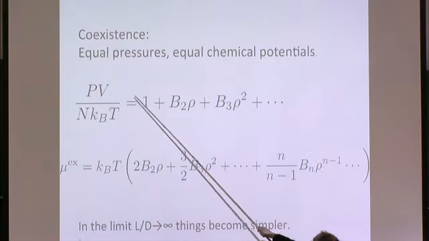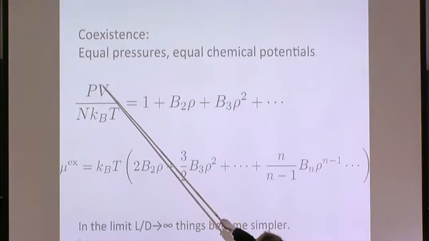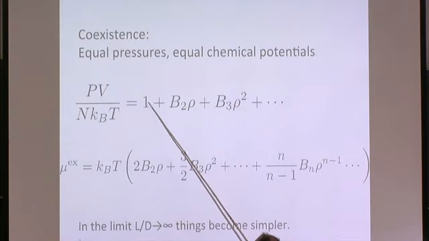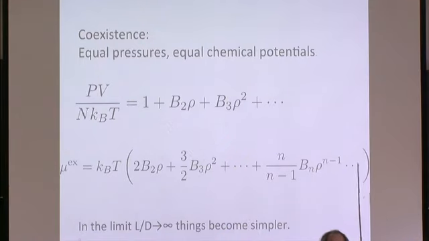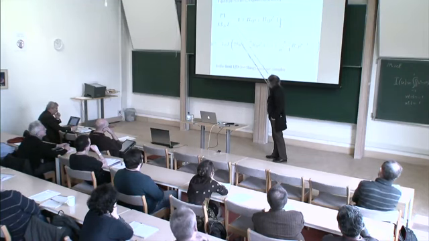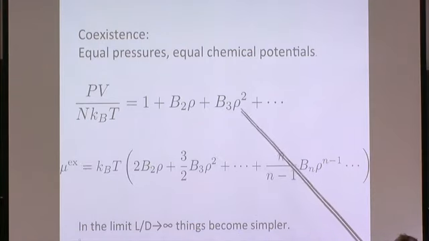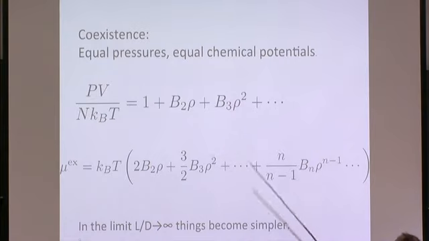You can write the pressure as the dimensionless compressibility factor PV over NkT, which for an ideal gas is 1. It's a virial series. And similarly, you can write down the chemical potential. The chemical potential has a leading term kT log rho, which is just the ideal gas, and then everything else is due to interaction. And actually, exactly the same virial coefficients in a slightly different form come back into the excess chemical potential.